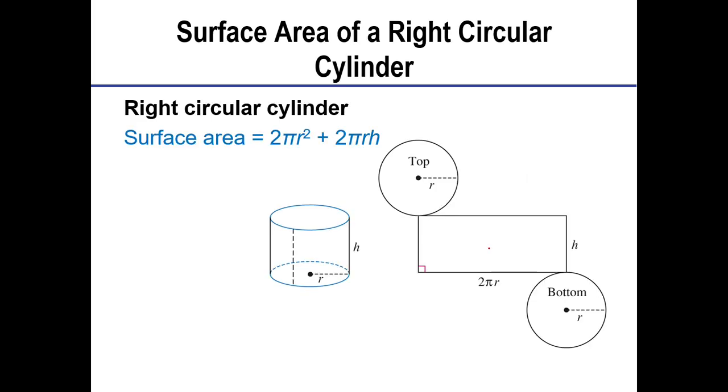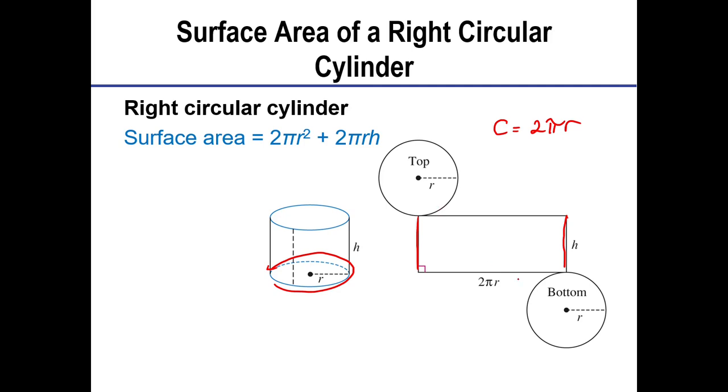To find the surface area of a right circular cylinder, we're going to unfold the cylinder. We know on the top we have a circle with radius r, and on the bottom we have the same image. We have a circle with a radius of r, and you can tell that the circular cylinder is wrapped by a rectangle. So this rectangle has a height of h, and the length of this rectangle is going to be the circumference of the circle. Recall the circumference is 2 pi r.